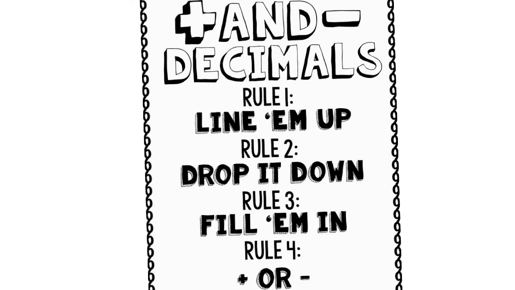So we are going to follow these simple rules with adding and subtracting decimals. Rule number 1, you're going to line them up, meaning line up the decimals. Number 2, drop it down. Drop the decimal down exactly where it is in the problem. Rule 3, fill them in. Any places that there is nothing there, you're going to add a 0 so that you can add and subtract correctly. And then rule 4, you add or subtract based on what the question says. So let's take a look at what this means.